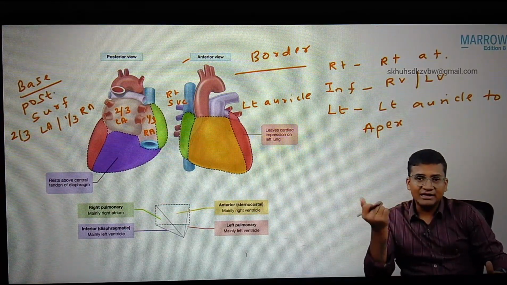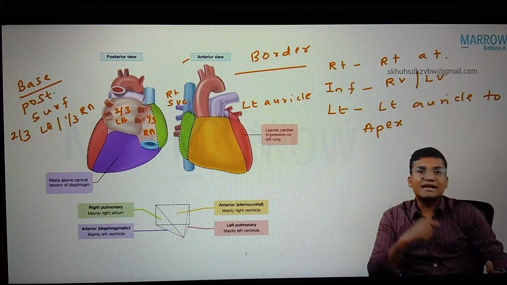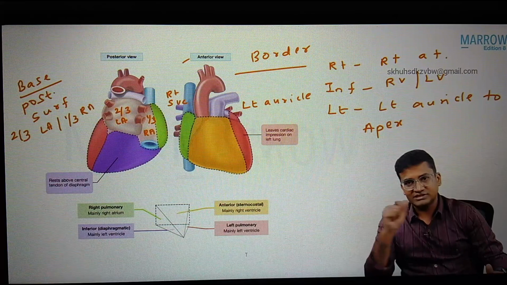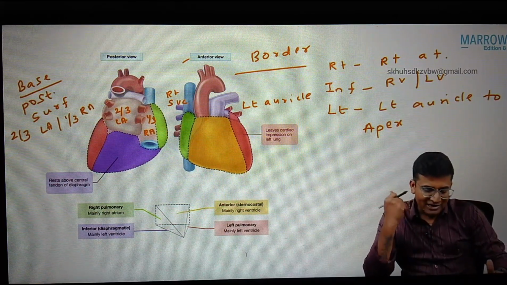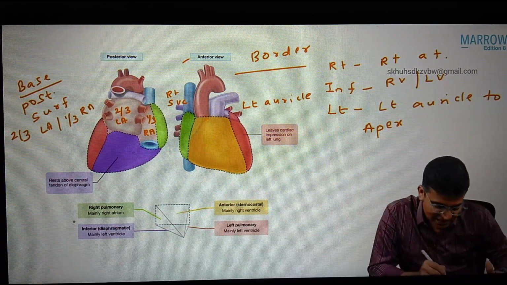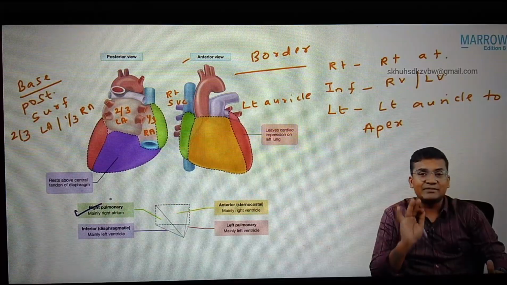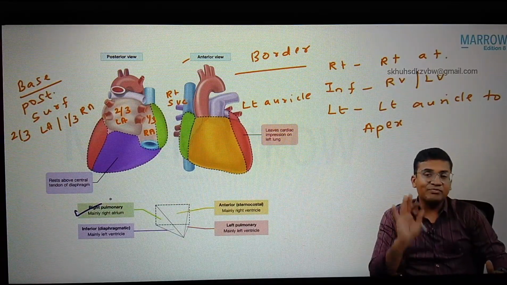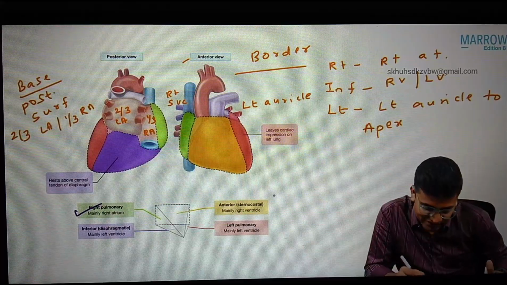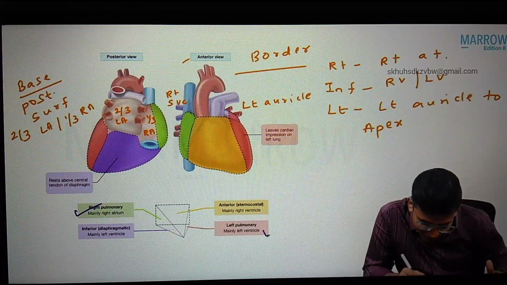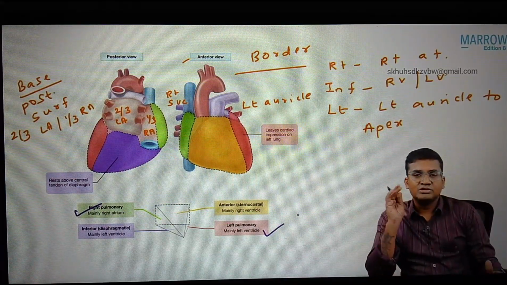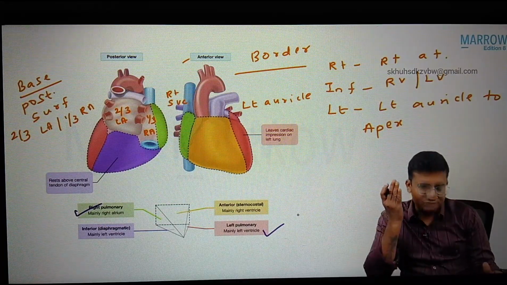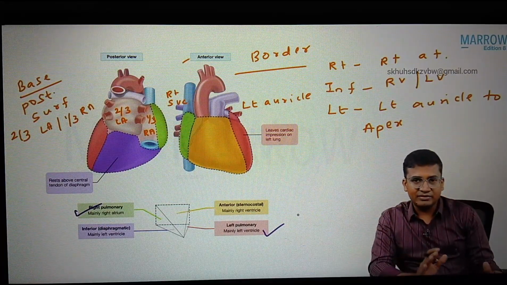Now, which part of the heart is related to the right lung? Which part of the heart is related to the left lung, the mediastinal surface? Okay. Now, right lung mediastinal surface is related to right atrium. The right pulmonary surface is mainly by right atrium. The left pulmonary surface is mainly by left ventricle. So, left pulmonary surface mainly by left ventricle, right pulmonary surface mainly by right atrium.